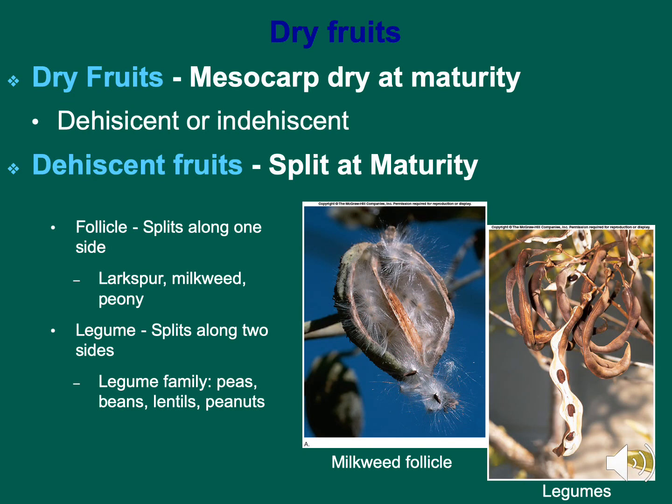Now let's get into some of our dry fruits. They're dry because they're not really fleshy. Dry fruits can be broken down into two groups, dehiscent fruits or indehiscent fruits. Dehiscent means they split when the fruit is mature. For example, this milkweed follicle in the middle splits open to release the seeds. Legumes, such as beans, peas, and peanuts, are another type of dehiscent fruit because when they fully mature, they split open to drop the seeds.